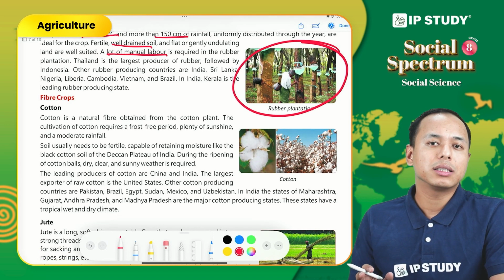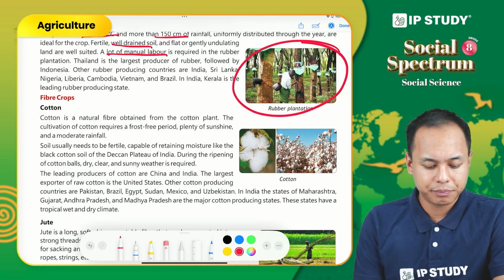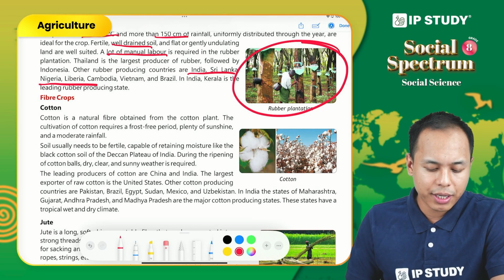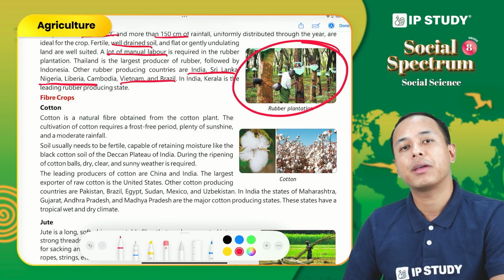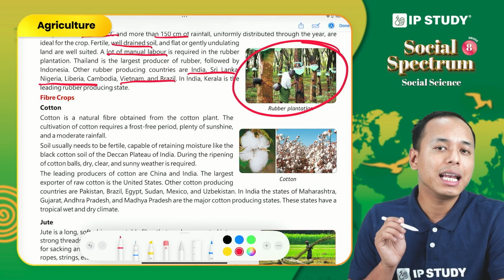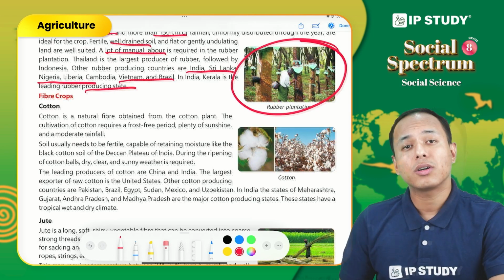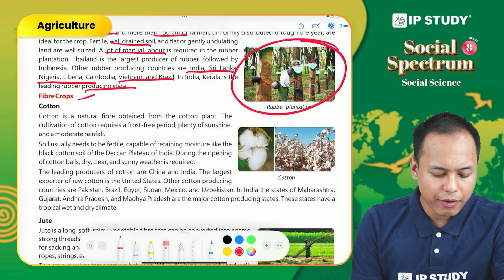Important countries that produce rubber include India, Sri Lanka, Nigeria, Liberia, Cambodia, Vietnam and Brazil. And when we talk about India, Kerala is the leading rubber producing state in India. So after commercial crops, we have fiber crops.